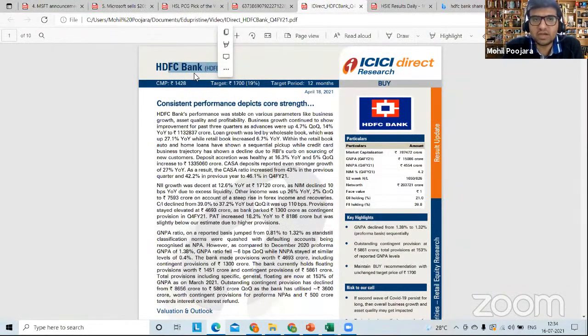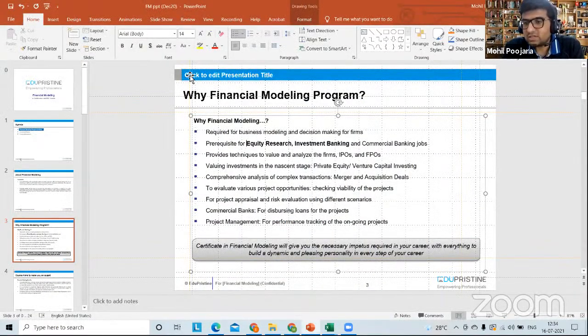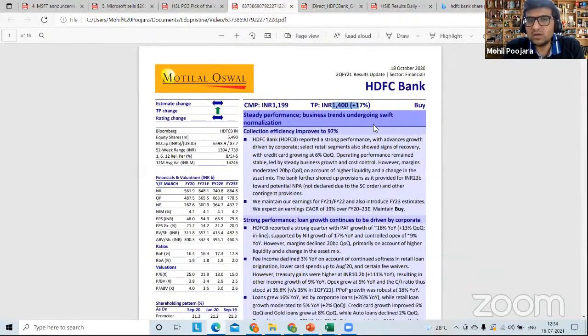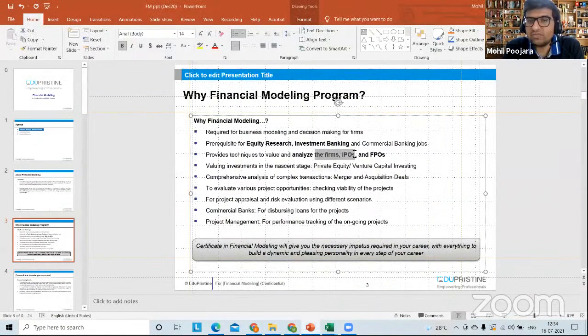HDFC Bank is already listed in the market. But today, and I guess today is the last day, I'm sure most of you must be aware of an IPO that's there in the market, which is an IPO of a company called Zomato, right? Should you invest in the shares of Zomato or not? Should you apply for that IPO or not? That is also another thing which comes under the domain of equity research. Analyzing IPOs and FPOs of companies also comes under equity research. So Motilal Oswal would also have released for their subscribers and investors a report on whether they should invest in the shares of Zomato or not, whether they should apply for the IPO or not.